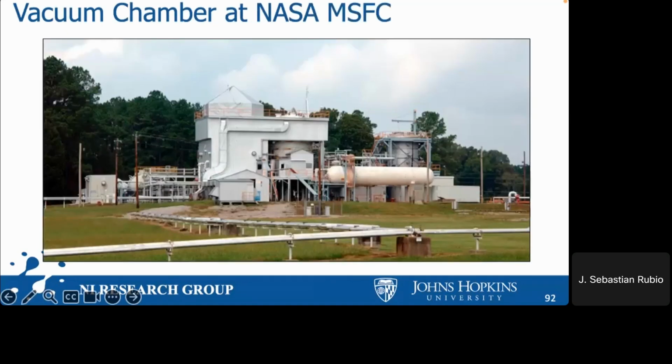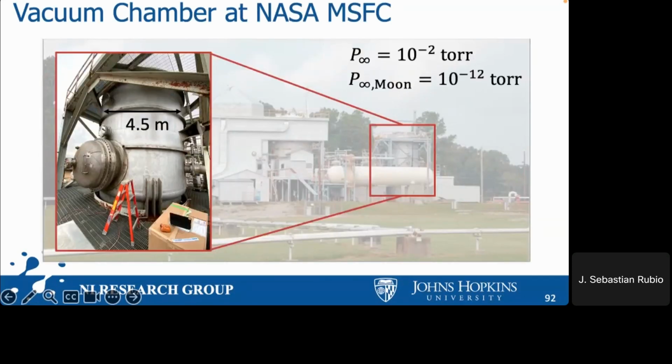Next, please. So to do this, next again 2 times, we perform experiments at NASA Marshall Space Flight Center. Here we have the 4.5 meter vacuum chamber, and we can lower the ambient pressure to 10 to the -2 torr. Now, it's not lunar ambient pressure, but in the next few slides, you'll see that this is highly lunar relevant. Next slide.